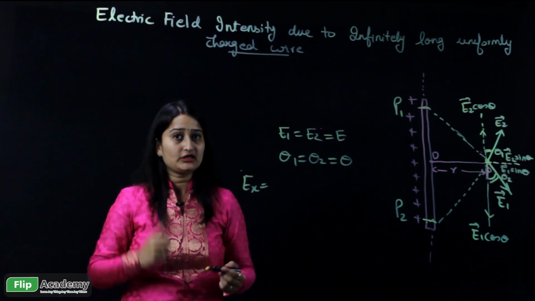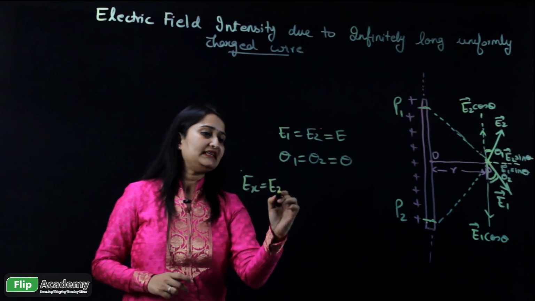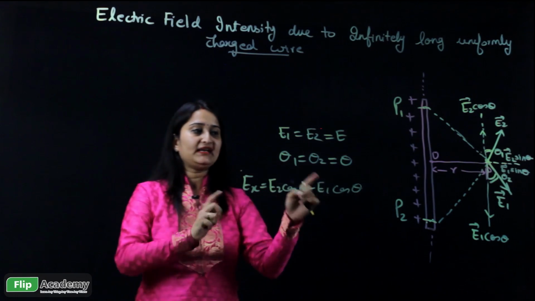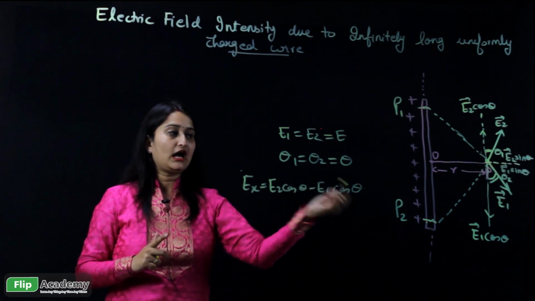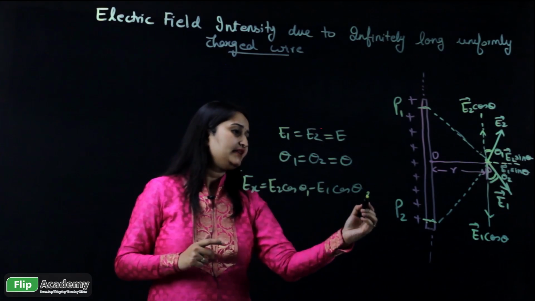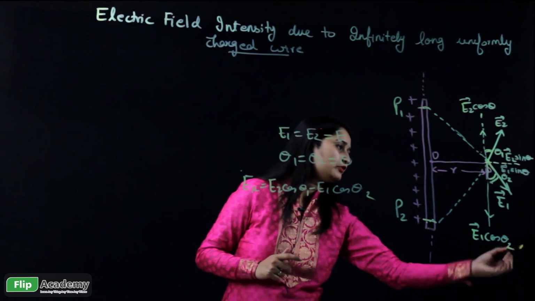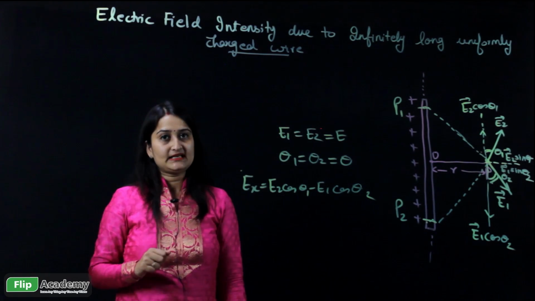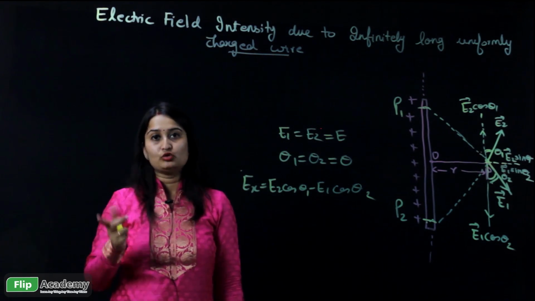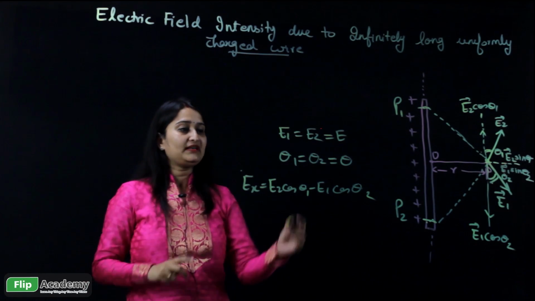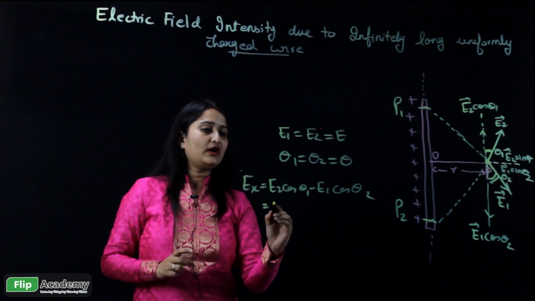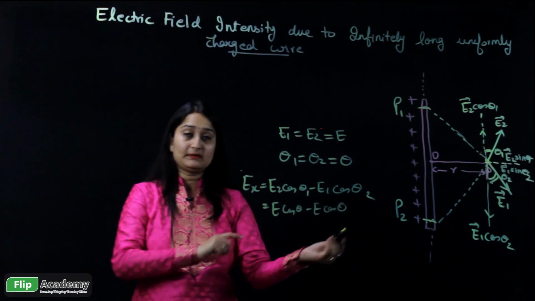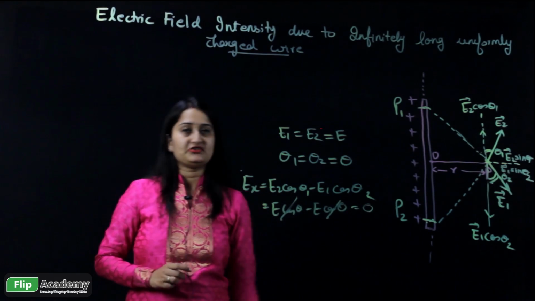This is the direction in which they are going. So we need to subtract E2 cos theta minus E1 cos theta. As E2 and E1 both are equal and the angles theta 1 and theta 2 are also equal, here due to theta 2, this forms theta 2 and this is also theta 1. Now you can see that theta 1 and theta 2 are both the same. So we can write that E cos theta minus E cos theta become equal, so they cancel out and your answer is 0.